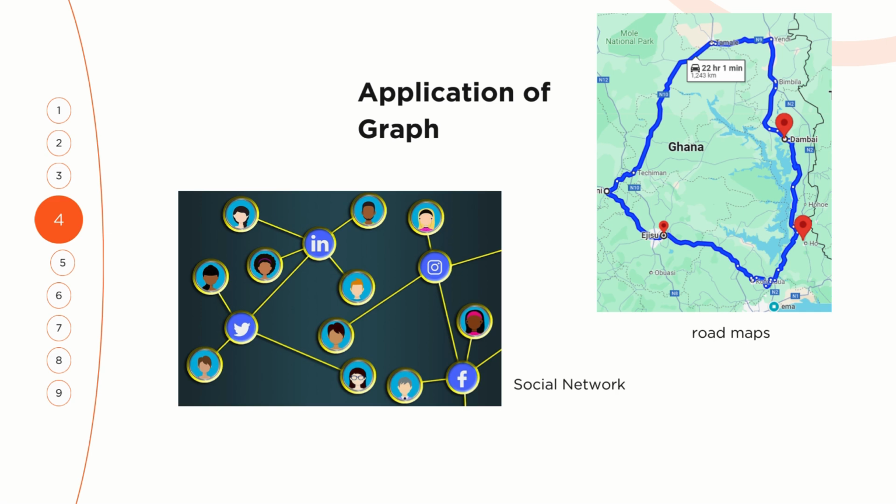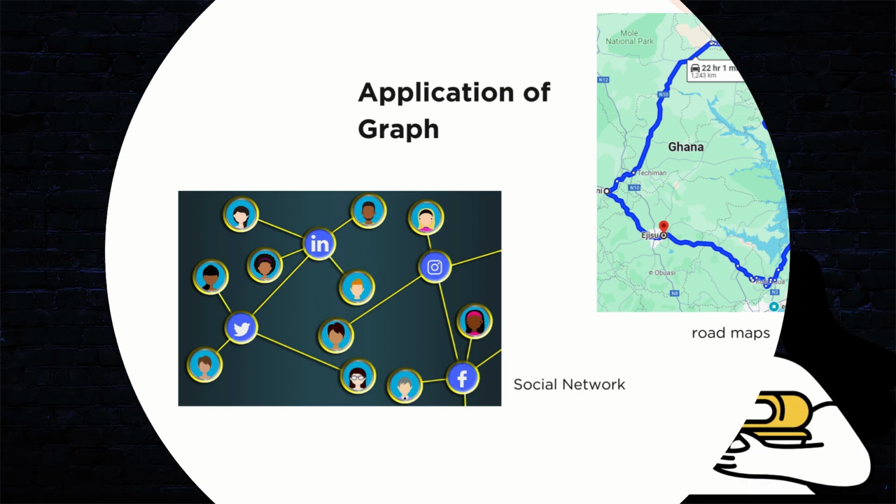Again, in social networks, you can see how Twitter, LinkedIn, Instagram, and Facebook are interconnecting all these users. You have some users using multiple of these social platforms. And this is also showing how graphs are interconnecting users on social platforms.